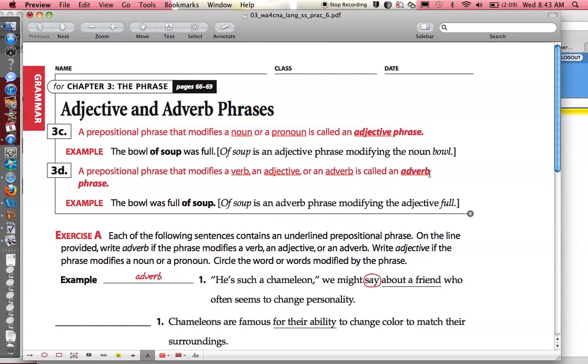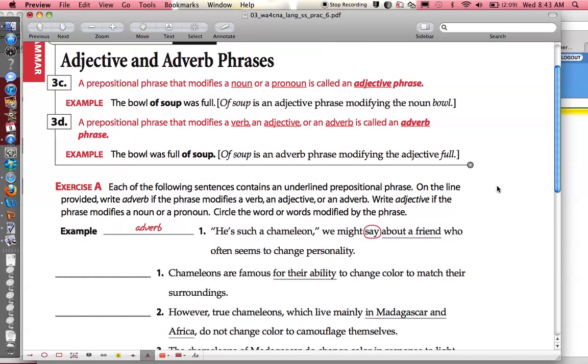If you're unclear on those parts of speech, you need to go back and review in Chapter 1 on the parts of speech. So, the examples, prepositional phrase that modifies a noun or pronoun called an adjective phrase. The example, the bowl of soup was full. Of soup is an adjective phrase modifying the noun bowl. So, we remember that little trick that if the phrase immediately follows a noun that it's modifying, then usually that means it's an adjective phrase. But an adverb phrase can be anywhere in the sentence. It doesn't have to just follow.